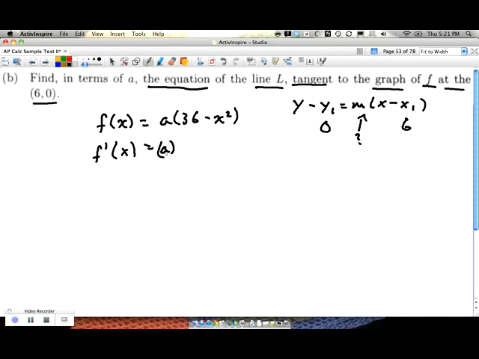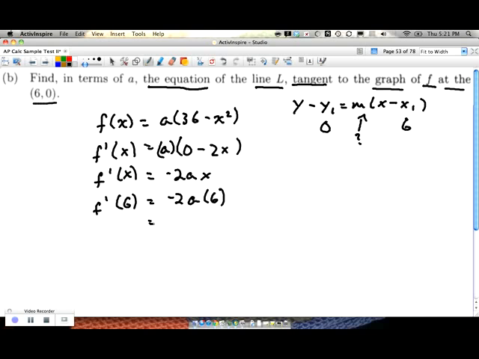Remember, a is a constant, so that just stays the same. So we take the derivative of this inside. Derivative of 36 is 0 minus the derivative of x squared is 2x. So if I were to simplify that even more, it's negative 2ax. It's f prime of x. Well, this slope right here is going to be f prime of 6. We're going to evaluate it at 6. Why? Because that's our x value. So we want to know the slope when x equals 6. That's going to be negative 2 times a times 6. In other words, negative 12a.